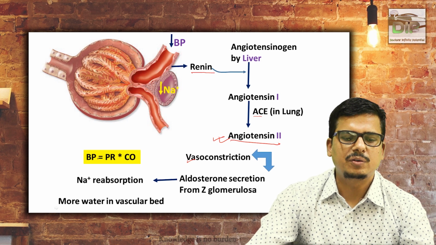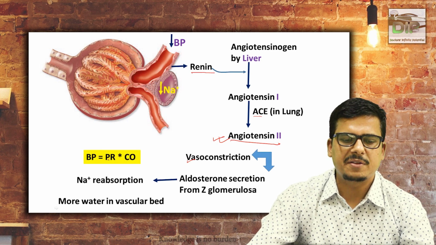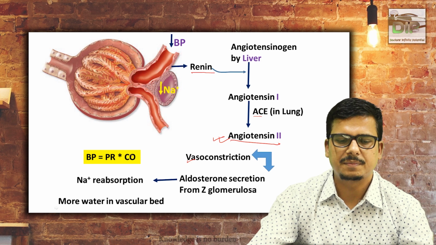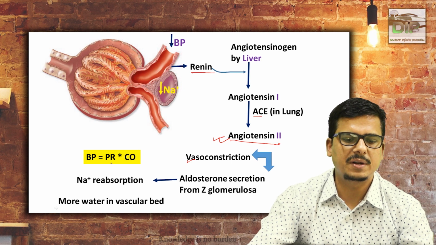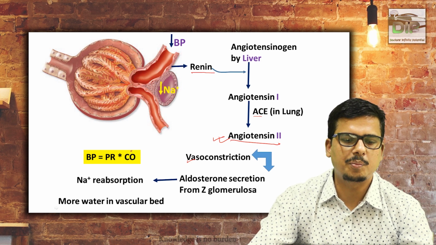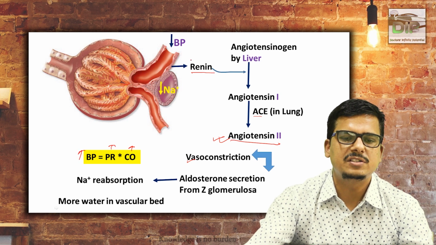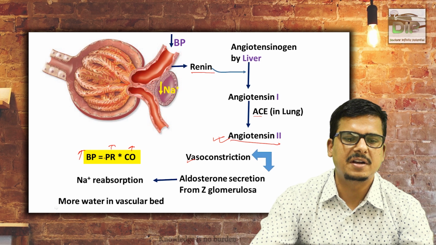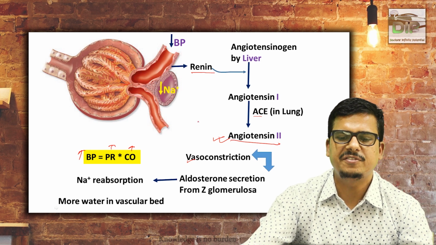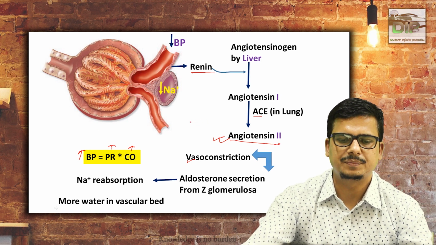So we know that blood pressure is equivalent to peripheral resistance times the cardiac output. Whenever blood volume increases, cardiac output increases, and due to vasoconstriction, peripheral resistance also increases. So combined they increase the BP. Initially the BP was low, and due to this mechanism, BP is maintained. So this is one of the chief functions of the renin-angiotensin system.